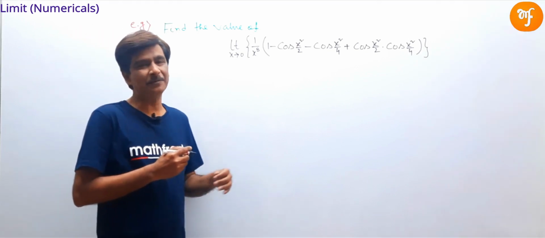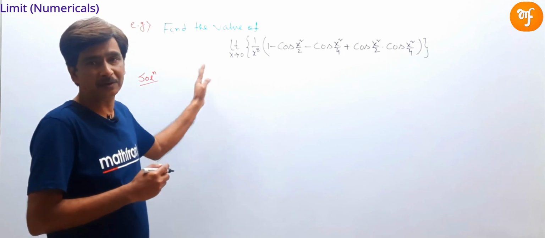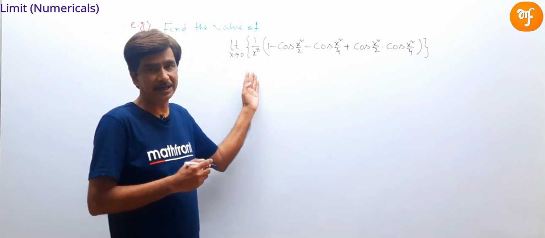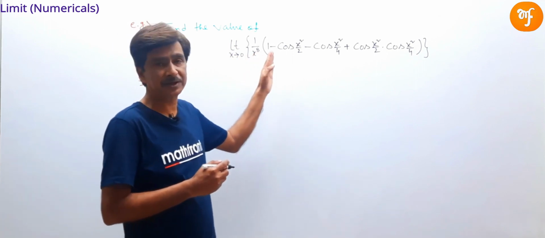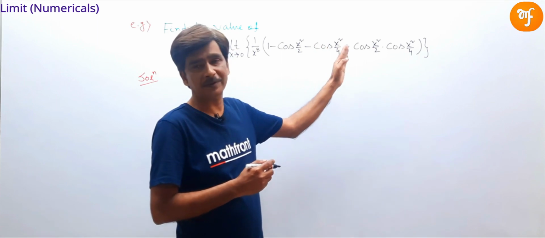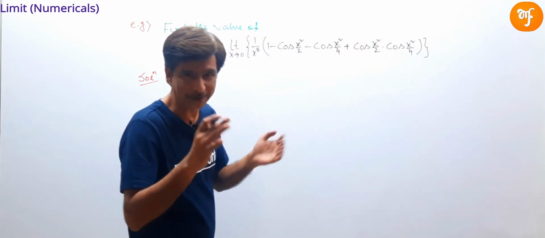So friends, let's have a look at a very good example on limits. We have to find the value of the limit as x tends to 0 of 1 by x to the power 8 into [1 minus cos of x square by 2 minus cos of x square by 4 plus cos of x square by 2 into cos of x square by 4]. Okay, now look how to solve this numerical.